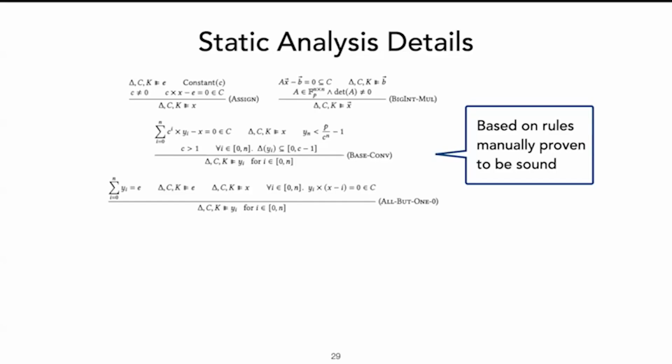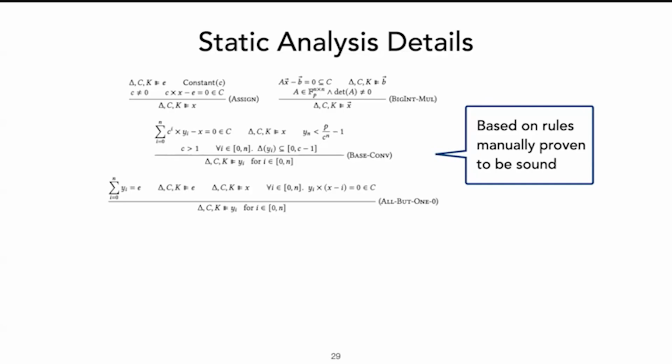And just to give you a sense, for example, we have this assign rule, which says that, let's say your constraint has an equation of the form C times X is equal to E, right? So this is syntactically one of the constraints in your circuit. And you know that C is a non-zero constant, and you've also proven E to be deterministic. From that, you can conclude that X is also deterministic.